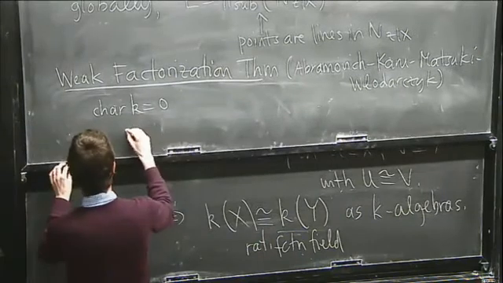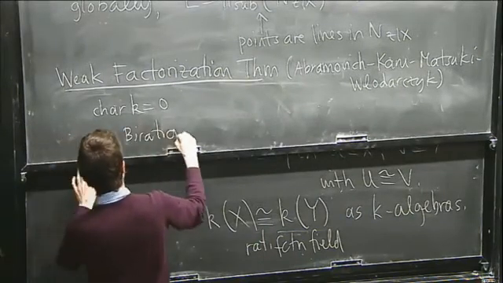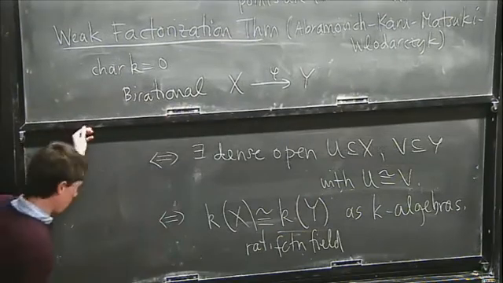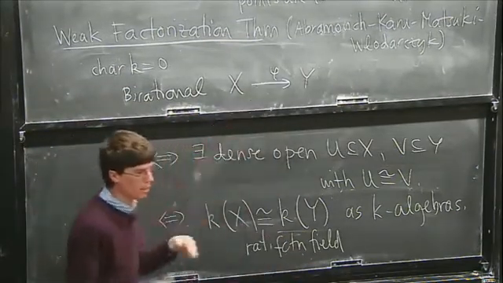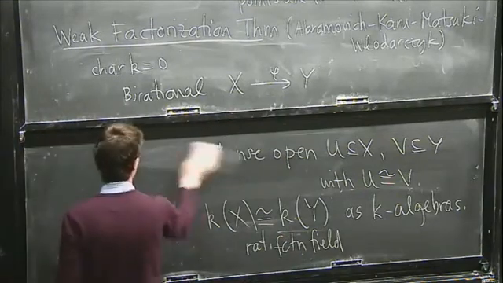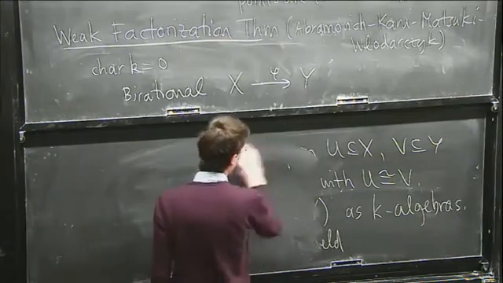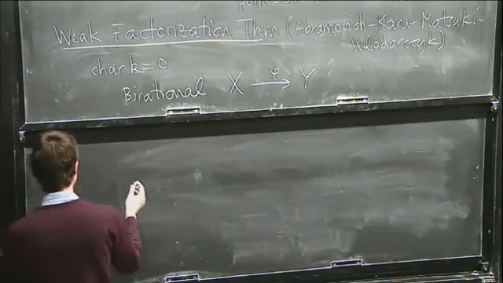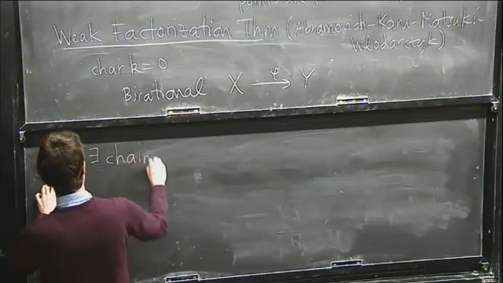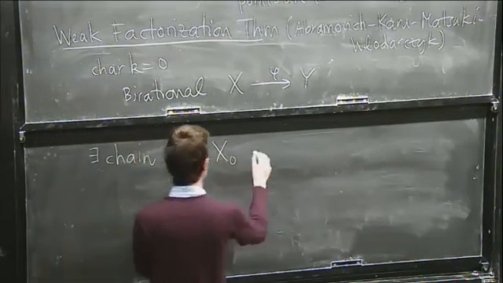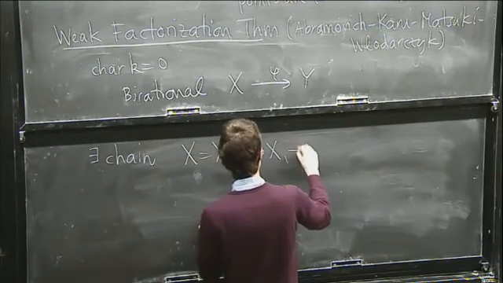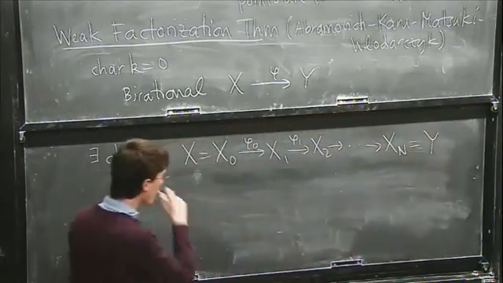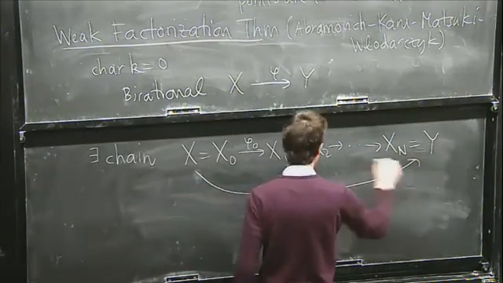And then suppose we have a birational map phi from x to y. I don't put any dotted lines or anything, I just say birational. It may be an isomorphism, but maybe it's not. Then weak factorization says that there's a chain: starting from x0, you can find a chain of rational maps that starts at x and ends at the variety y, and that gives a factorization of the phi that you start from.